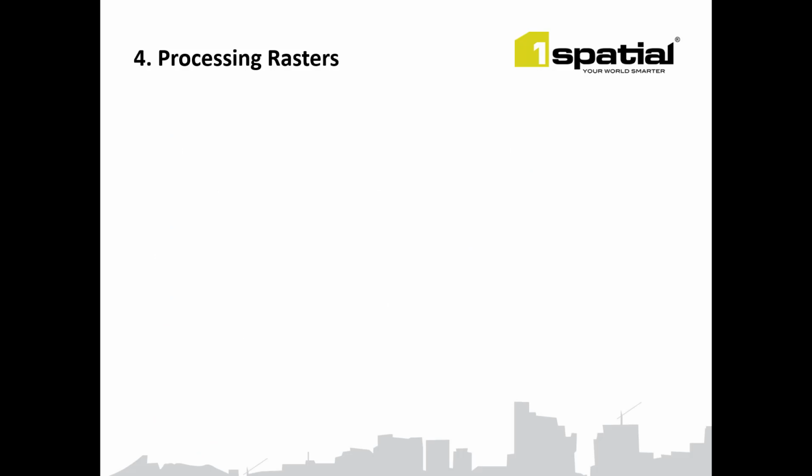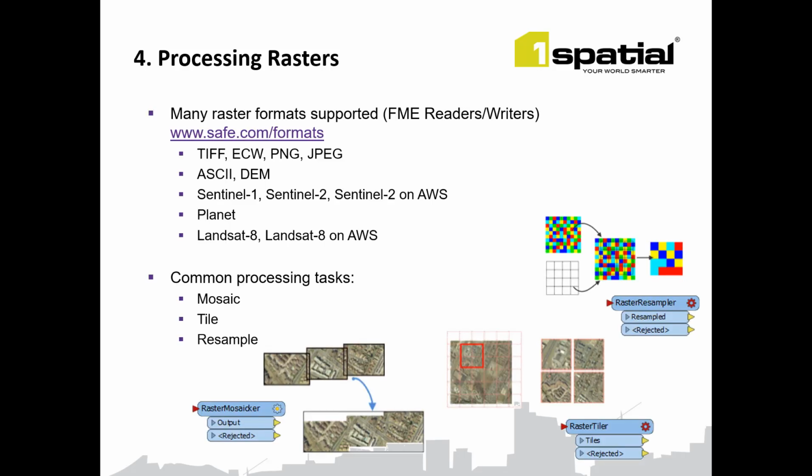Next up, something I touched on in the last example, processing raster data. So raster data is, of course, really important for the land management sector. And FME supports many different raster formats, both reading and writing to those raster formats. So a good place to go is to check out the Safe website, safe.com/formats, for a listing of all the supported formats, including rasters, and you can check if your format of interest is supported. But all the major raster formats that we'd expect are supported.